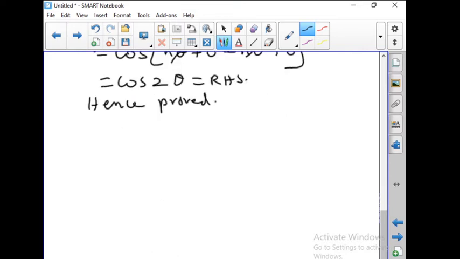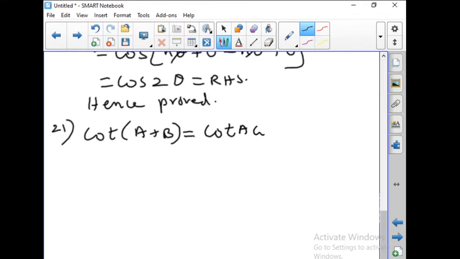Okay, next we will go to question number 21. So 21 is: prove that cot(A + B) is equal to (cot A cot B - 1) by (cot A + cot B).